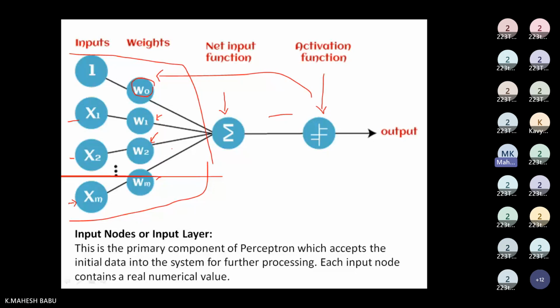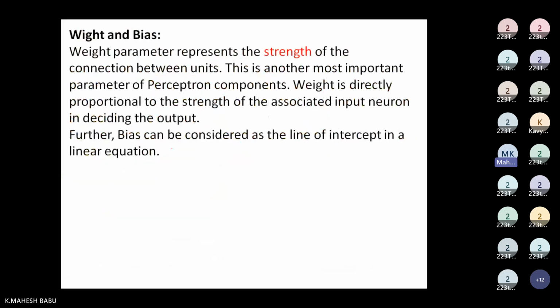So here the weight parameter represents the strength. The weight is nothing but the strength of the connections between the units. Another important parameter of perceptron components is the most important. The weights will act and adjust based on that. Weight is directly proportional to the strength of the associated input neuron in deciding the output. So if the output is not accurate, not what you are expecting, then we need to adjust the weights.